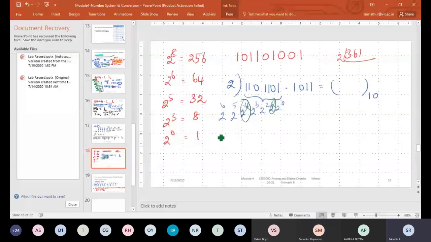What is 2 power 6? 64. 2 power 5? 32. 2 power 3? 8. Then 2 power 2? 4. Plus 2 power 0? 1. What is the total answer?